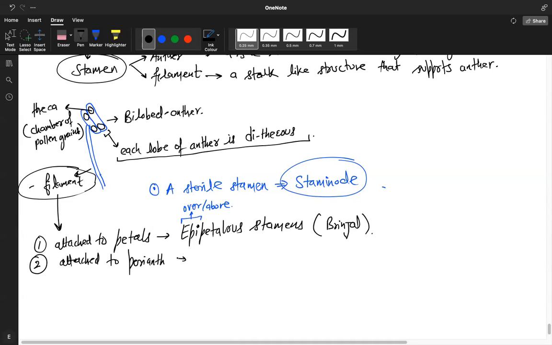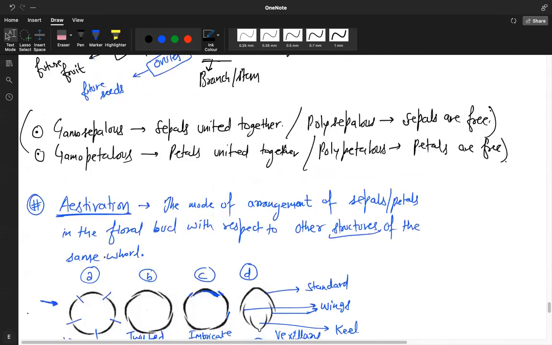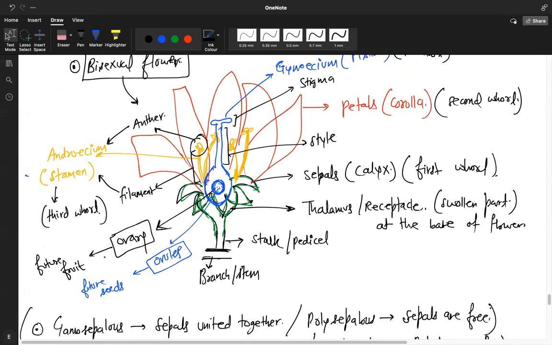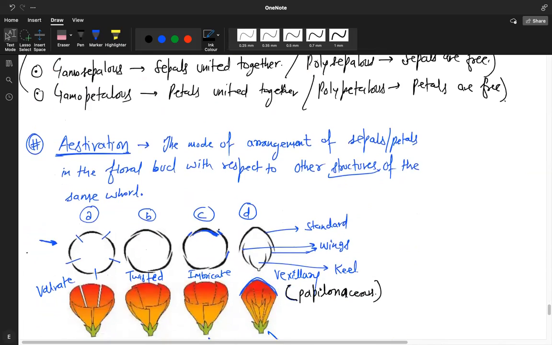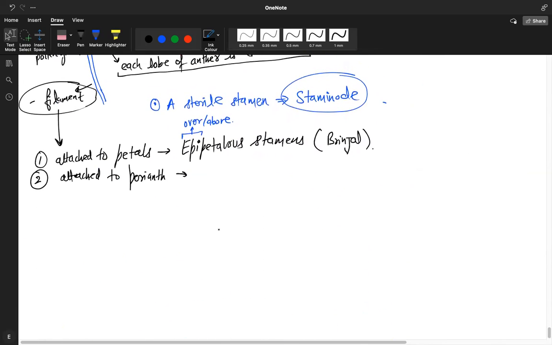Perianth is the tissue around the thalamus. You have studied the thalamus? Here, see. Let's go to the structure. This green part, this thalamus here, there are tissues called perianth tissues in the thalamus. So basically they're attached at the base where the thalamus is.